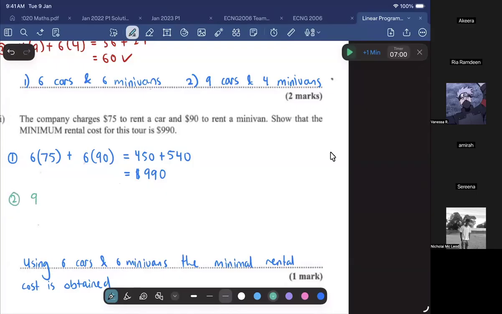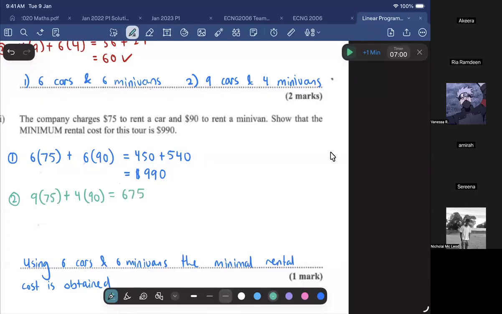So that'll be 9 cars. How much does one car cost, Avinash, to rent? 75. And then we have four minivans, right? So four by how much? What does it cost for one minivan? 90. So 9 by 75. What's 9 by 75? That is 675, I think.